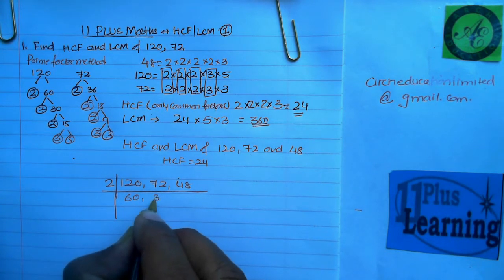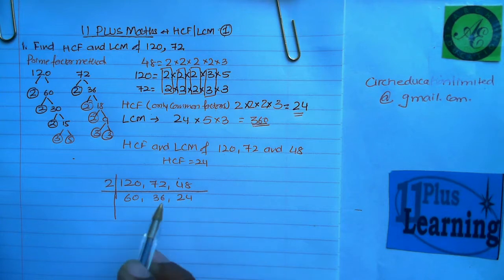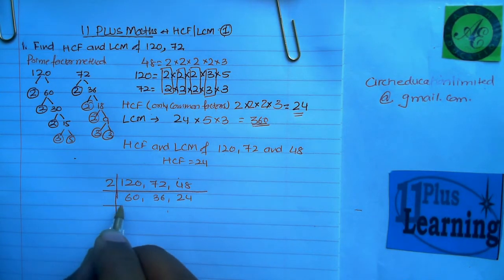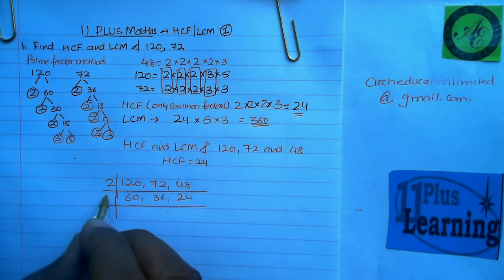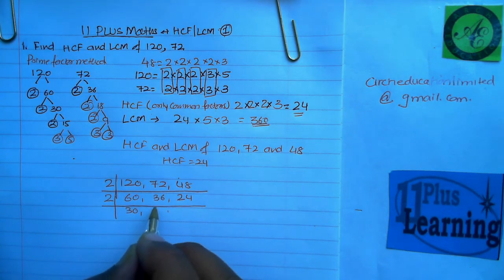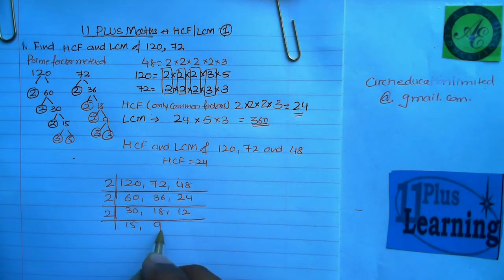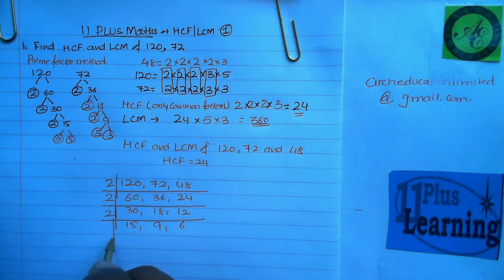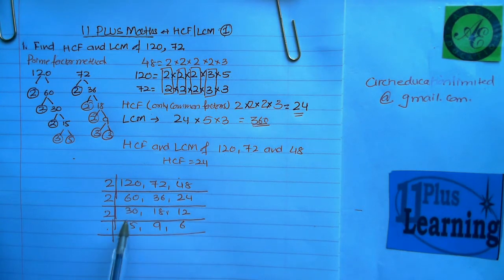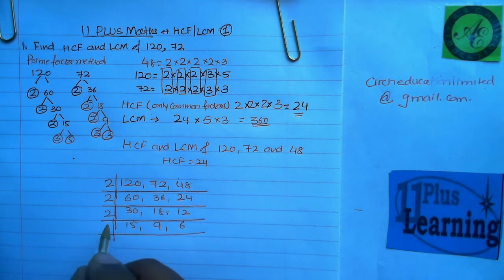I hope you understand. We repeat the process if possible. 2, 30, then it is 18, then it is 12. Repeat the process if possible, which is in this case 2, 9 and 6. Then repeat the process if possible, and it's not, because we cannot divide all the 3 numbers by 2. But can we think of another number? Yes, 3. So which is 5 and 3 and 2.